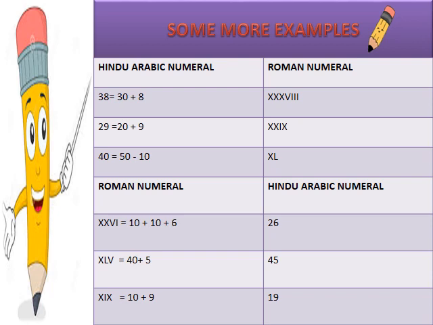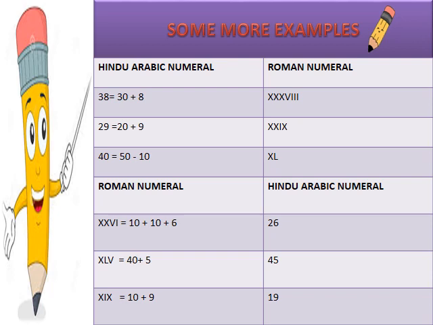Next is how to write a Roman numeral in a Hindu-Arabic numeral. First example, XXVI. X is 10, again X is 10 and VI represents 6. So 10 plus 10 plus 6, 26. XXVI is 26. Next example, XLV. We discussed XL is 40 and V is 5. So 40 plus 5 is equal to 45. So XLV is equal to 45.